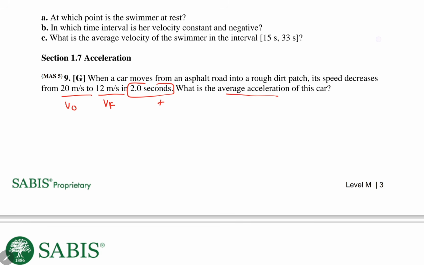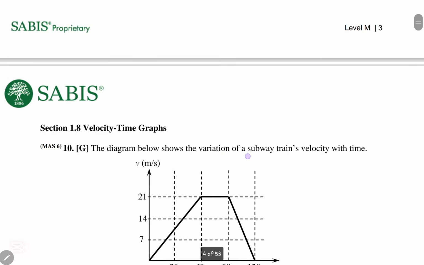Now, something important you need to pay attention to is when they say average and when they say instantaneous. They did not say instantaneous. If they say instantaneous, they would give you an equation and you'd need to differentiate it to get the acceleration, and then you substitute the time. However, here they want the average acceleration. So whenever they mention average acceleration, you take v final, subtract v initial, and divide by the time. So here it would be 12 minus 20 divided by 2, which is minus 4.0 meters per second squared. So that is it for question number 9.